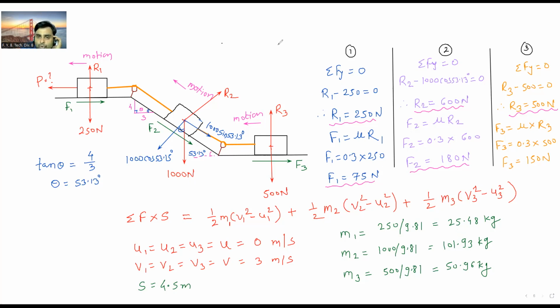Yes, sir. Okay. So now we have written over here what is the initial value. It is 0 initial velocity. Initial velocity of all the blocks is 0. Final velocity of all the blocks is 3. The displacement of all the blocks is 4.5 because all these blocks are connected. Masses we have just now calculated. Now put the values.